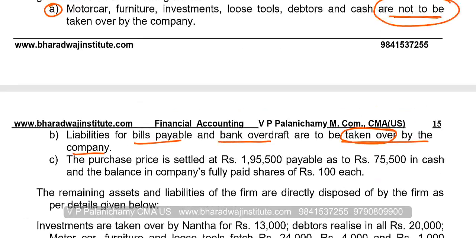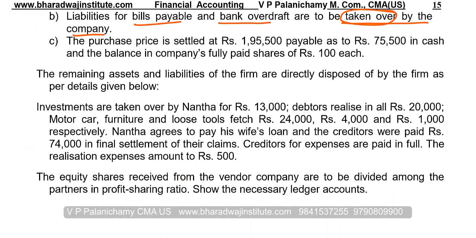So everything is clearly given in the problem. What is the purchase consideration? 1,95,500. How much in cash? 75,500 in cash. Balance in what? Shares. Let us start with what we did in the last class, our last problem. Which one is the first one? Purchase consideration. Start.